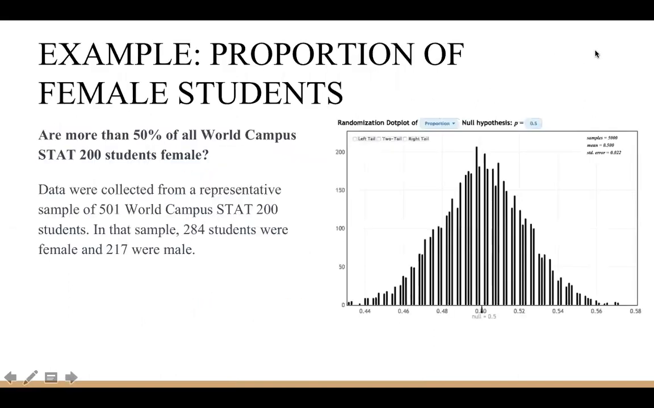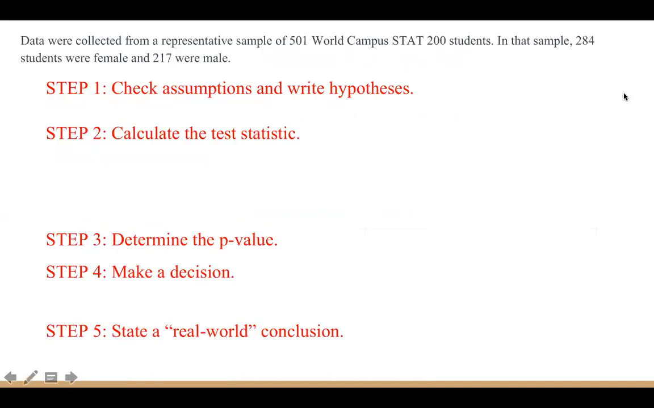For an example: are more than 50% of all World Campus Stat 200 students female? Data were collected from a representative sample of 501 World Campus Stat 200 students. In that sample, 284 students were female and 217 were male. We're going to conduct a hypothesis test based on this information. I laid out all the steps here. We're going to walk through each step, and after that, we'll go through the other hypothesis testing procedures more quickly, because it's such a reiteration of the 5 steps. So we're just going to go over this problem.